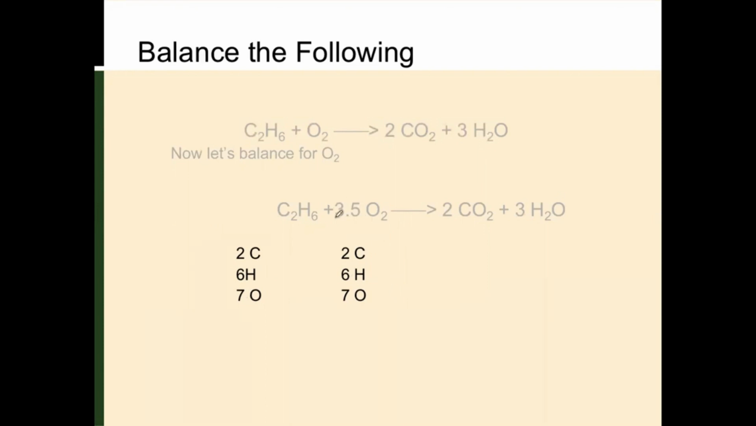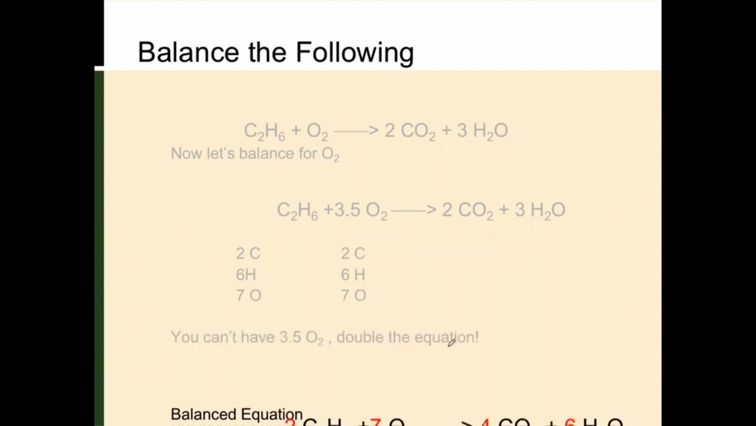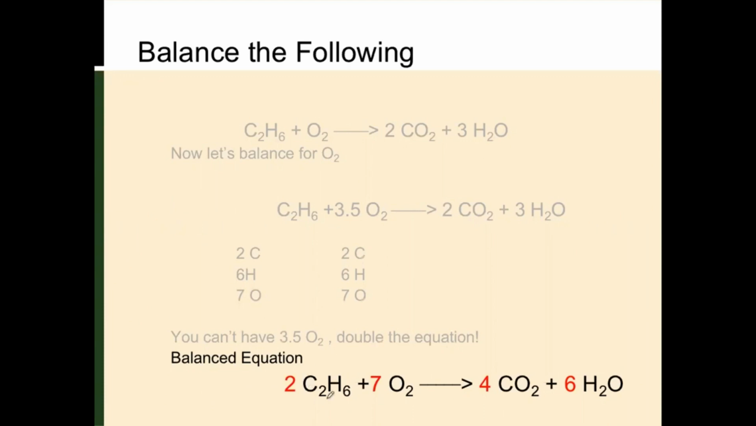But since we don't have a whole number here, we can correct for that by simply multiplying the whole thing by 2. So you can't have 3.5 oxygens, so what we do is we double the equation. So the balanced equation then will be 2 ethanes plus 7 oxygens gives us 4 carbon dioxides plus 6 waters. So that's just another way of doing it, maybe in fewer steps, less back and forward than what we had seen. But it does involve multiplying all of the coefficients, so you really choose the method which works for you.